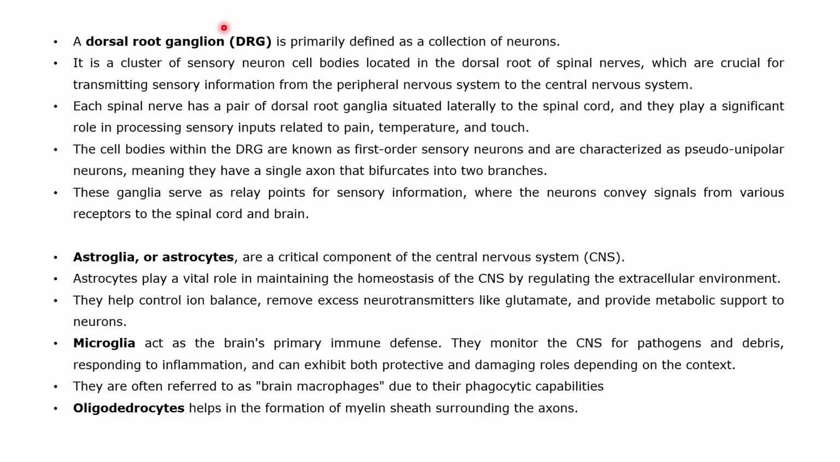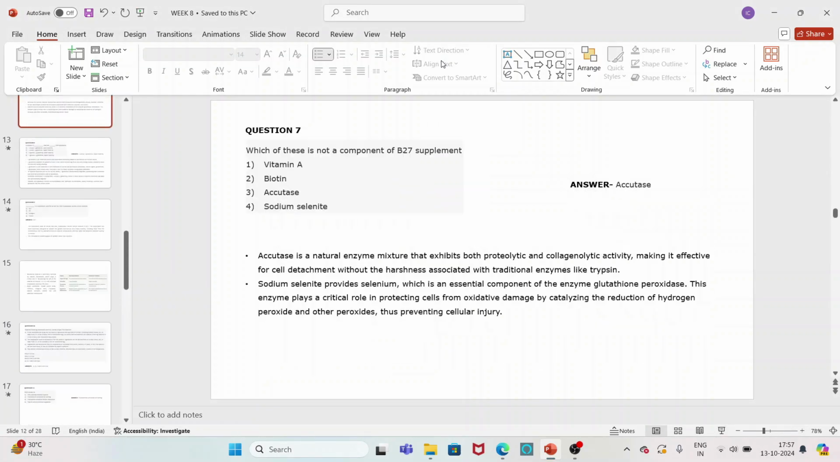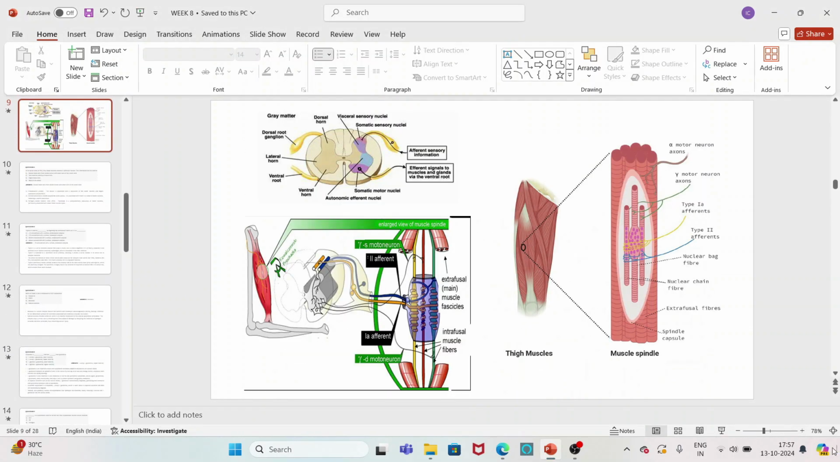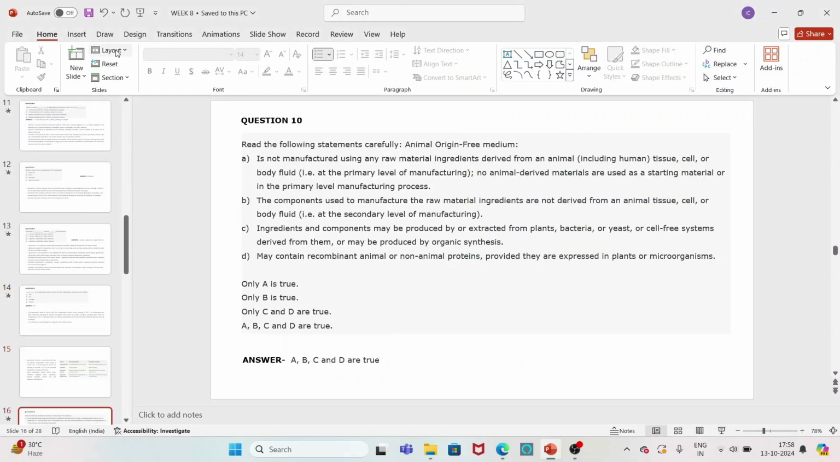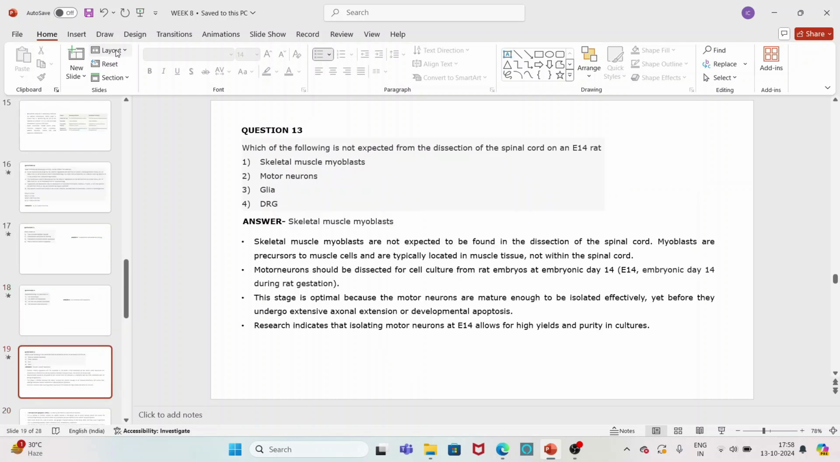The dorsal root ganglion is basically a collection of neurons. It is sensory in nature and is present at the dorsal root of the spinal nerve. I have shown you the image, and I will show it to you again. This is the spinal cord, right? You can see that this is the dorsal root. It consists of a cluster of neurons, similar to motor neurons, but it is sensory in nature.